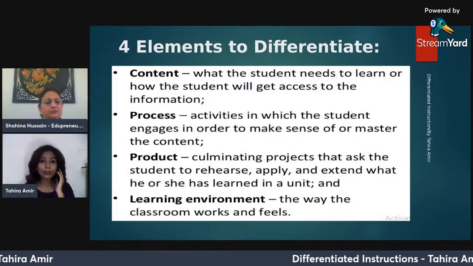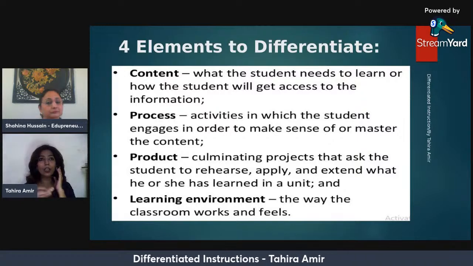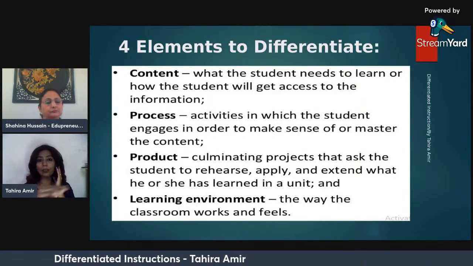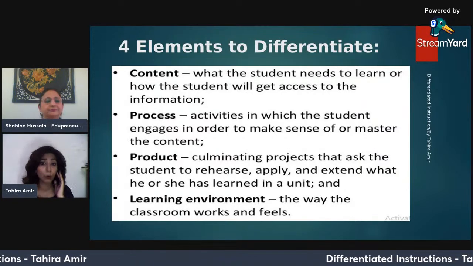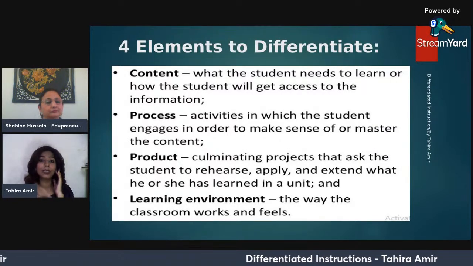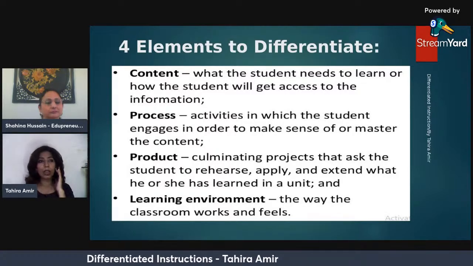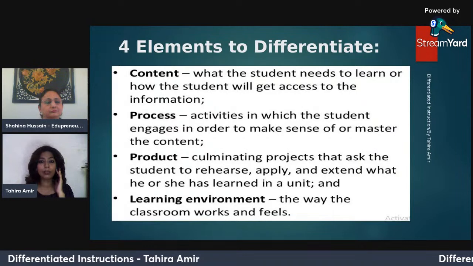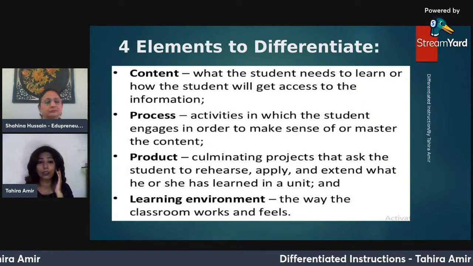Next is the process. We know that every student has a preferred learning style. We cannot force a student to learn the way we want. So we need to know the learning styles of the students as well. Some students feel comfortable with video tutorials. We know that there are visual, auditory, and kinesthetic students in our class.